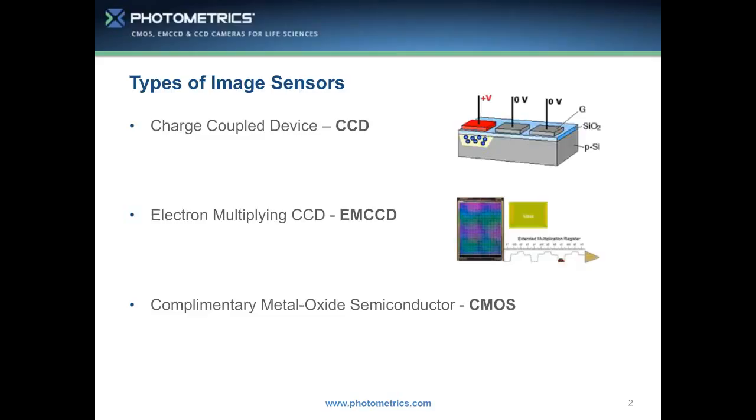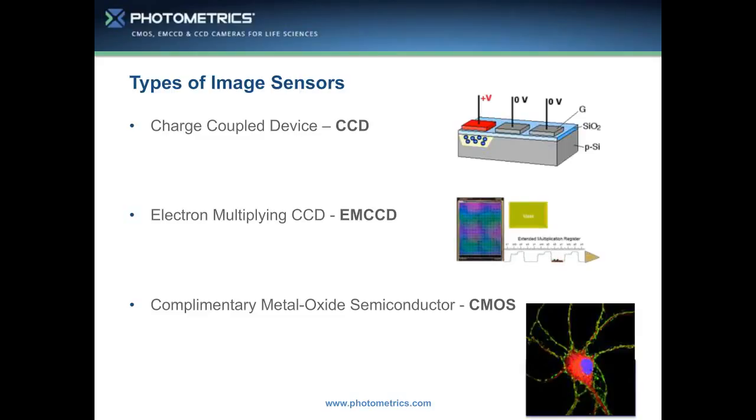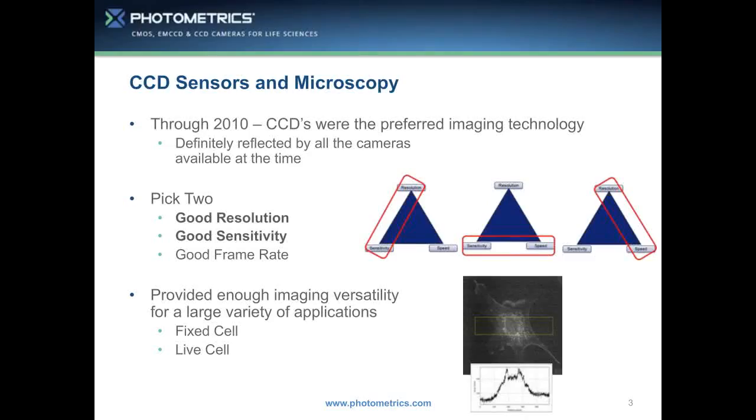The last technology that gets used is CMOS sensors. These are basically integrated circuits that are sensitive to light and offer a pretty decent advantage compared to some of the other technologies. To go through how these technologies have been used in the past, through 2010, CCDs were the preferred imaging technology. This is definitely reflected by most of the cameras that were available at the time. I think Photometrics itself at the time had 5 or 6 different versions of CCD cameras.